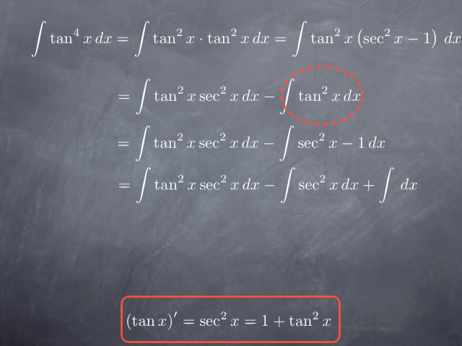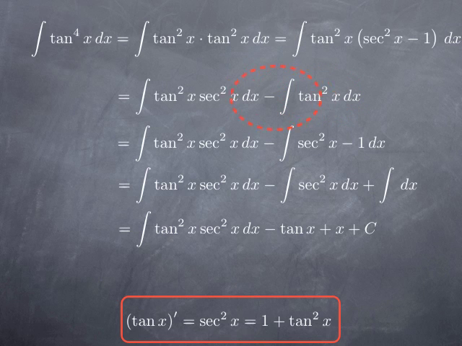Secant squared is the derivative of tangent, so an antiderivative is just tangent. So I obtain this integral of tangent square secant squared, minus tangent x, antiderivative of secant squared, plus x, antiderivative of 1, plus a constant.